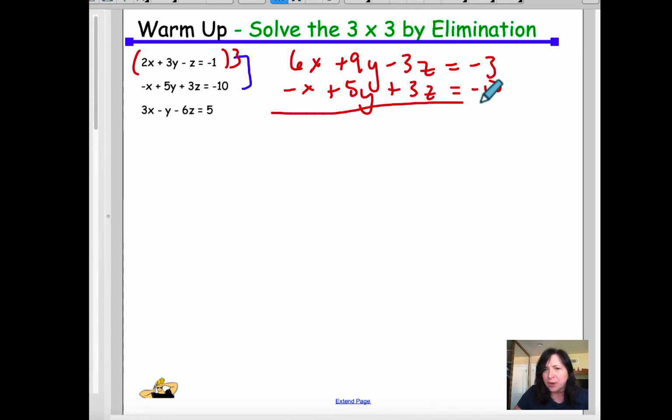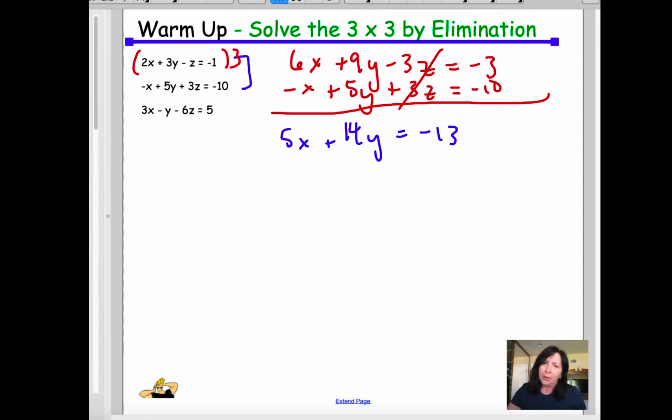I'm going to add these two equations together. 3z's are going to cancel, and we get 0z. Yes, you can put that in there, but that's not required. 6 minus 1, we have 5x plus 14y equals negative 13. So there's my x plus y.